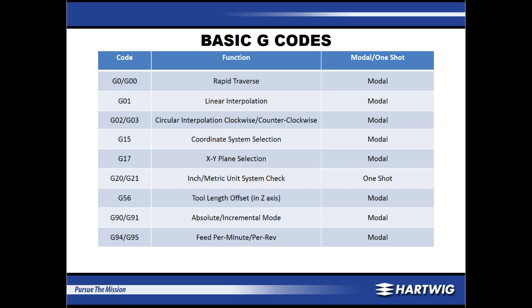We will use a G56 to do tool length offsets in the Z-axis. We will also use G90 and G91 to decide whether we're going to be in absolute or incremental mode for our positioning, and G94 and G95 to see whether we're going to be in feed per minute mode for our feed rate.